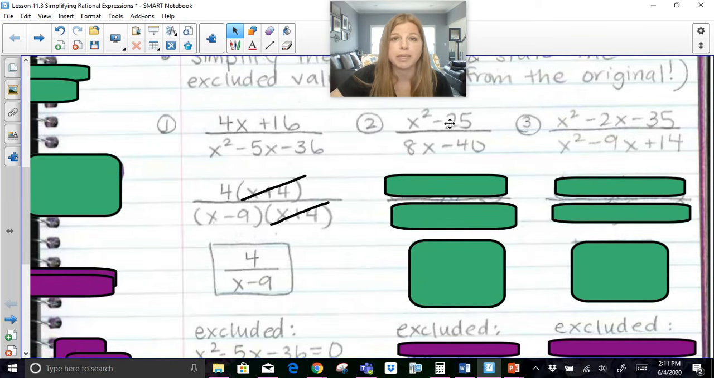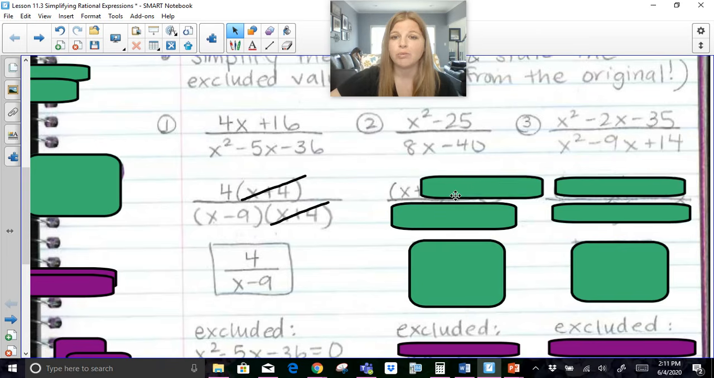Okay, next one, x squared minus 25 over 8x minus 40. You can see my dog in the back. Okay, so x squared minus 25 is a binomial. It's not like 4x plus 16 where there was a GCF. Instead, it's a difference of squares, so it's a perfect square minus a perfect square. And hopefully you remember how to factor this. It's the square root of the first term and the square root of the last term. So the square root of x squared is x, the square root of 25 is 5. One gets a plus, one gets a minus. It's been a while since we've seen that, but that's what you would do.